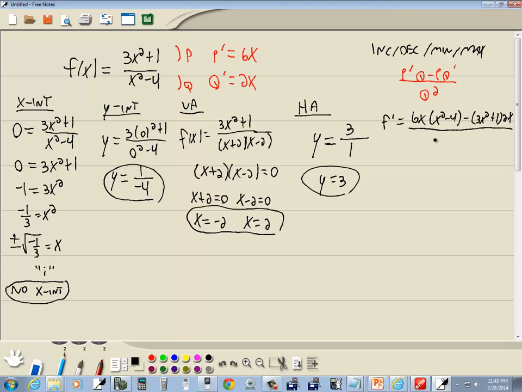all over q squared. Now I'm going to double check myself there because I was sitting there worrying about running out of space, not thinking about my problem like I should. Okay, minus that. Okay, that looks good.